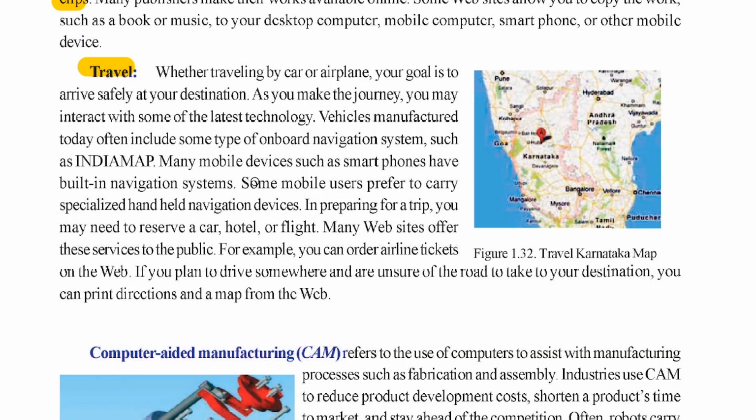Using maps on mobiles is most common. Wherever you want, it shows the direction from one place to another place. That's one. And also you can go and reserve.